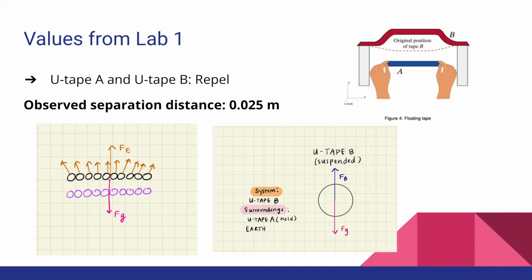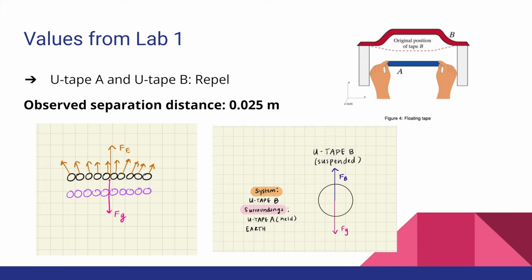Some values from Lab 1: we're going to be using the same observed separation distance, which is 0.025 meters, and we can see the floating tape in the top right from the lab protocol. When we hold tape A close to tape B, these two do repel each other. They're both either positive or both negative.